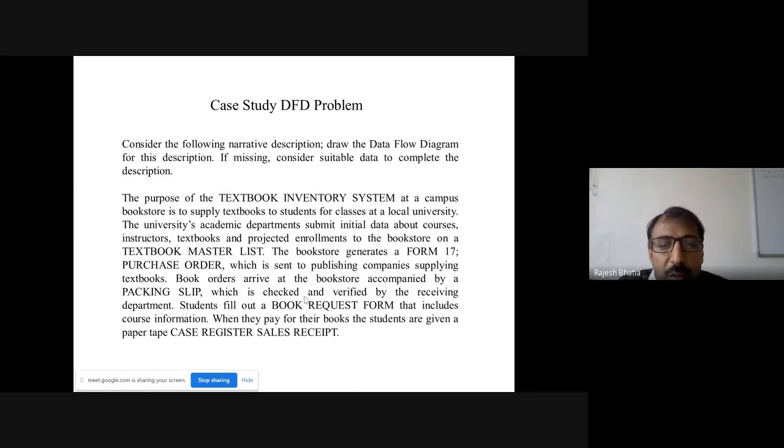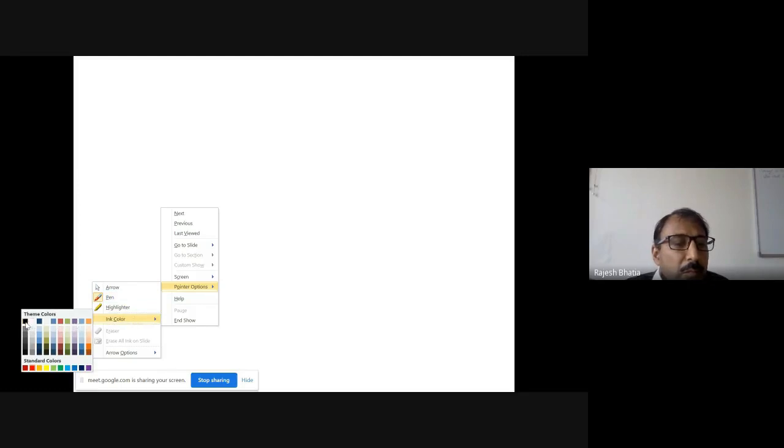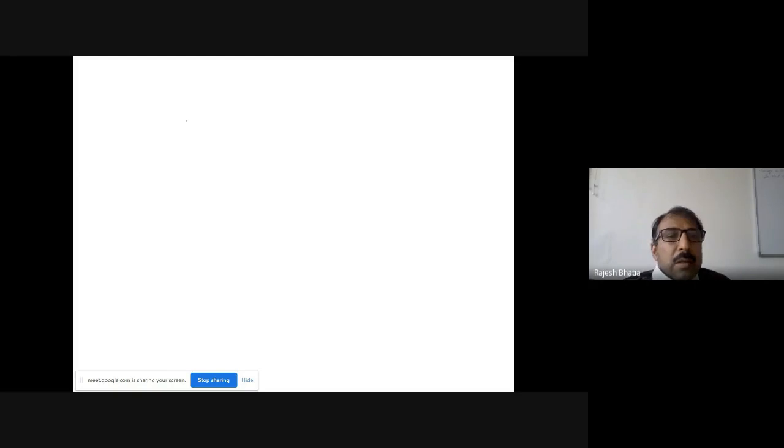Students fill out a book request form that includes course information. When they pay for their books, the students are given a paper tape cash register sales receipt. It's not cash, it's a cash register sales receipt. So we have to start with the zero level data flow diagram and we have to proceed with the other levels of diagram. Now let's see in this data flow diagram.